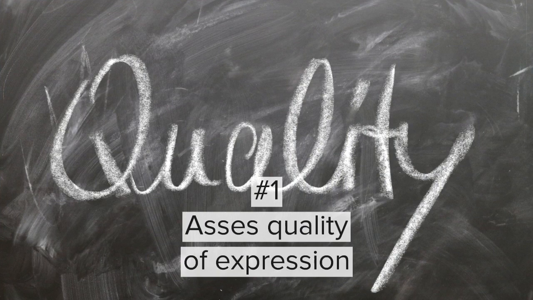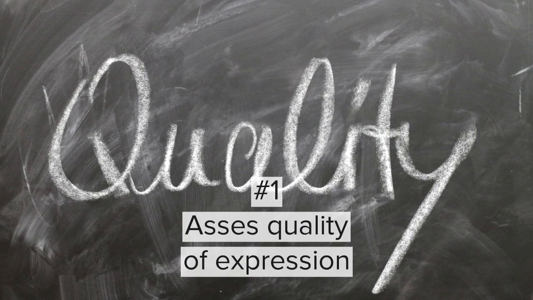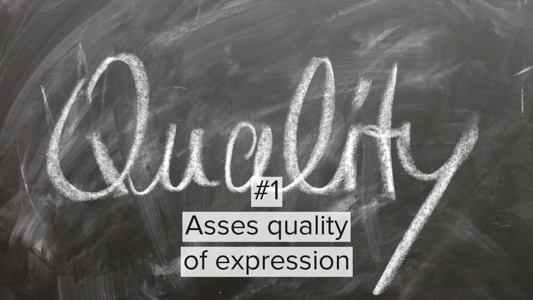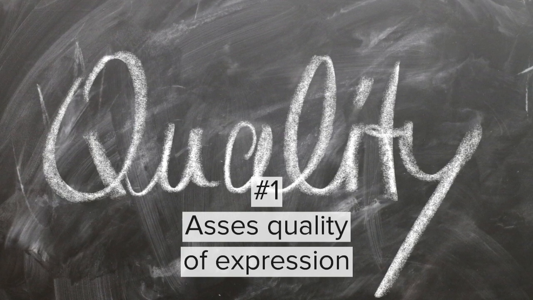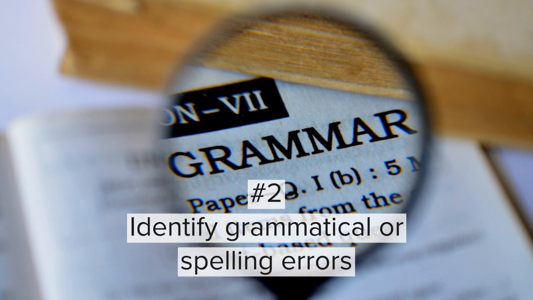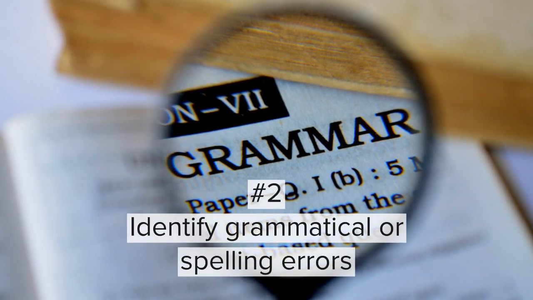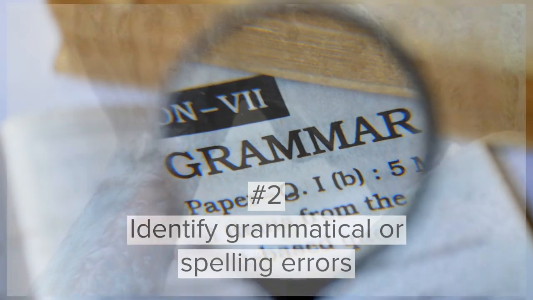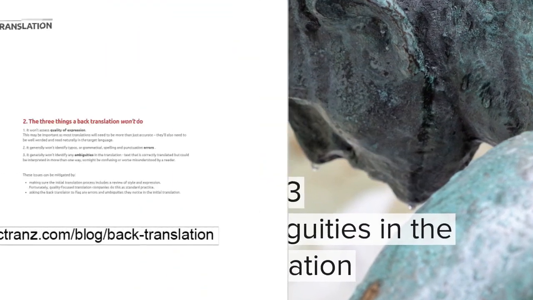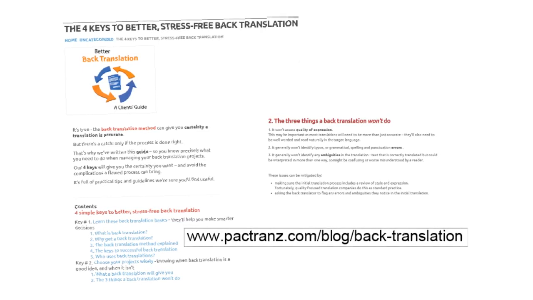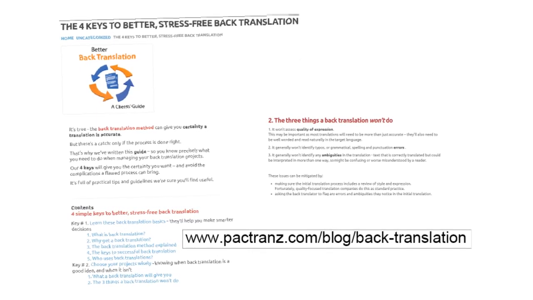Firstly, it won't assess quality of expression. Now this is important, as most translations need to be more than just accurate. They also need to be well worded and read naturally in the target language. Secondly, it won't identify any typos or grammar, spelling or punctuation errors. And finally, it won't identify any ambiguities in the translation. Now there are ways to mitigate these issues, which we cover in our blog article.